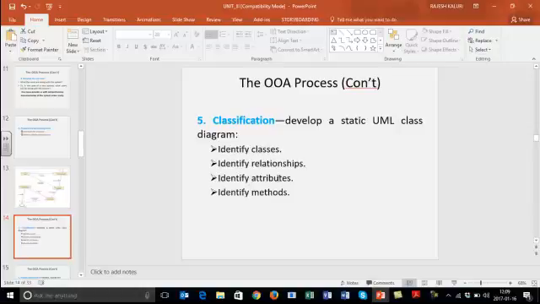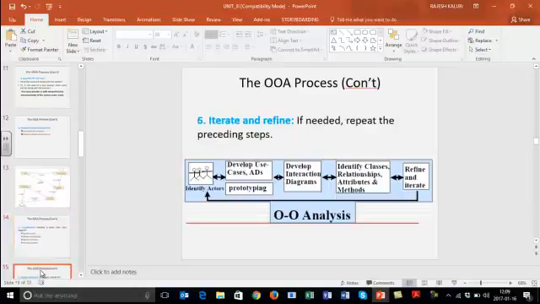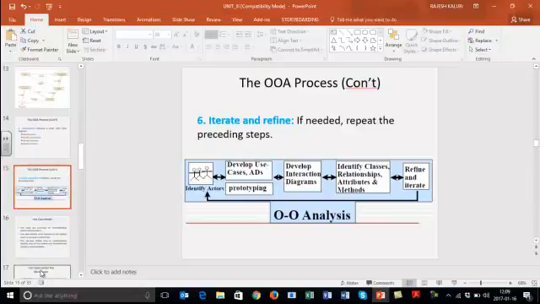And now the last step, which is iterate and refine. If any bug has been found, or if anything needs to be changed in our previous steps, then all those things can be done in the last step, iterate and refine. If any bug is there, then accordingly it has to be modified in the previous steps, and again the entire process has to be worked out. And similarly, this is a kind of maintenance.